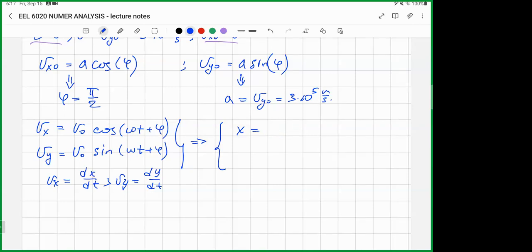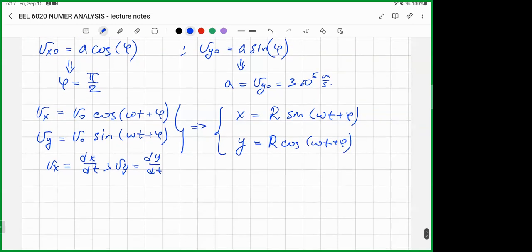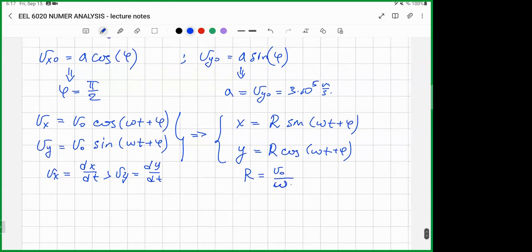So in our case, x is going to be r sine omega t plus phi, and y is equal to r cosine omega t plus phi, right? And this r, after integration, is given by v zero over omega. V zero over omega, right? Because when you integrate cosine, you get sine. When you integrate sine, you get cosine, and also you get this omega in the denominator after integration. Okay, so the trajectory is a circle.